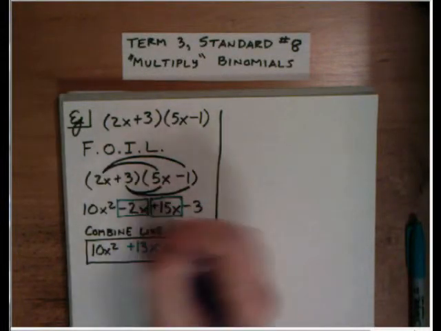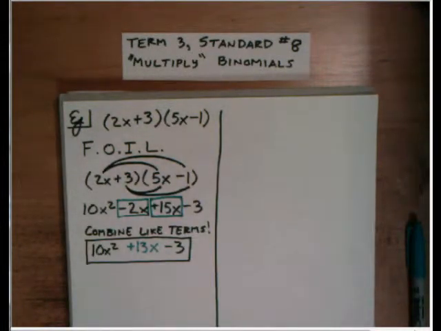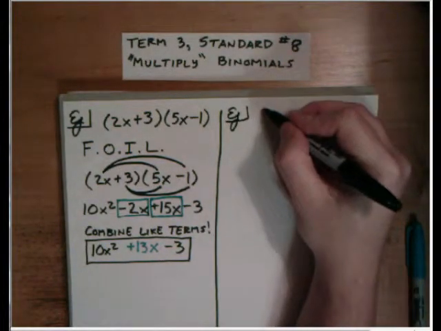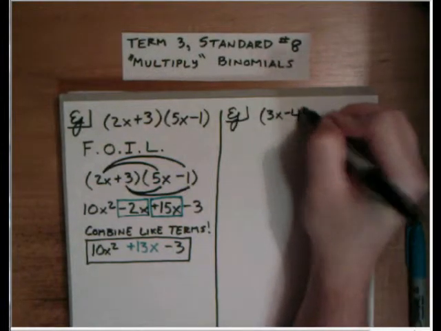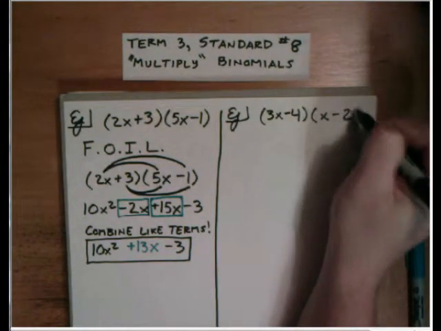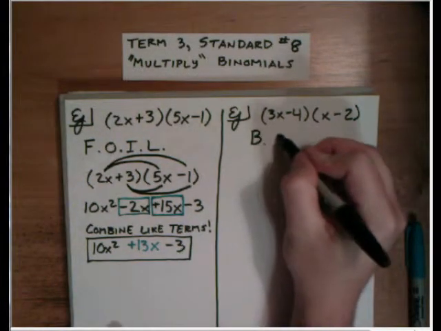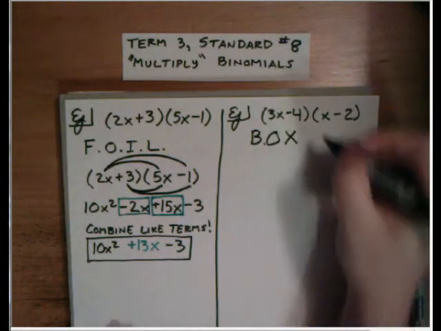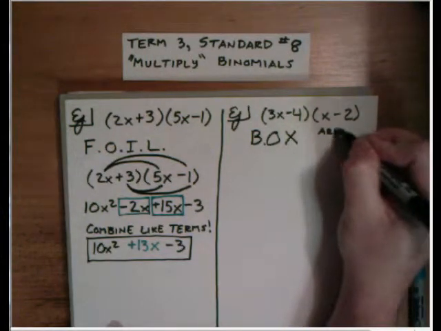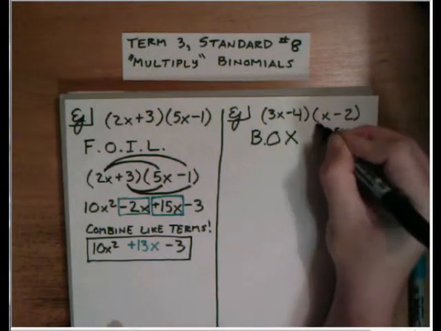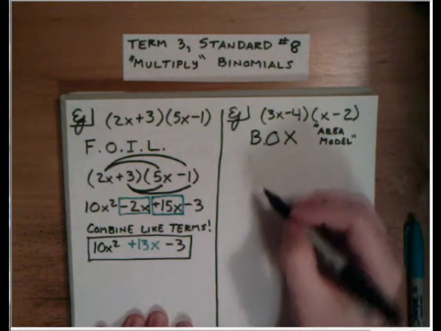You can see it's got kind of like the double rainbow or the double distributive property going on. Okay, for my next one, as an example, we'll use 3x minus 4 times x minus 2. The strategy that I'm going to show this time will accomplish the same goal. It's called the box strategy. You also might have heard it called the area model. And as the name suggests, we're going to use a box.